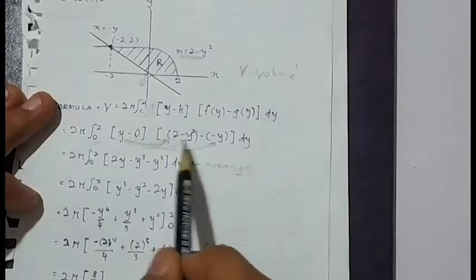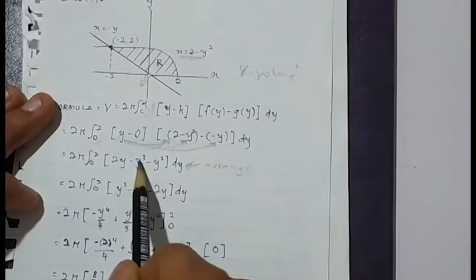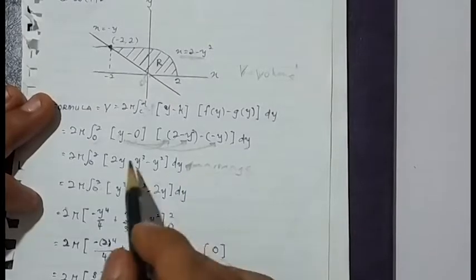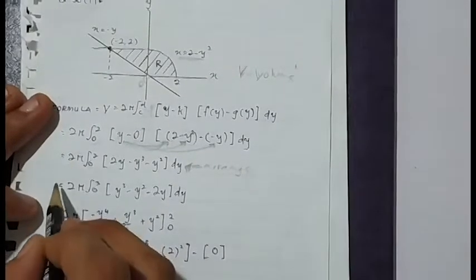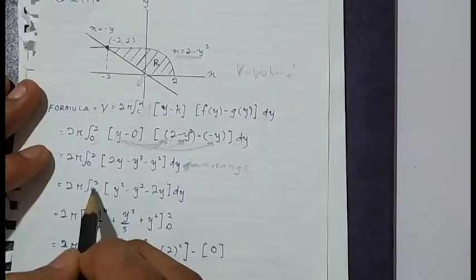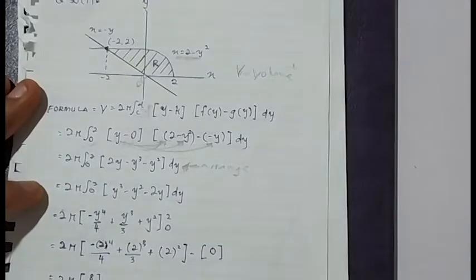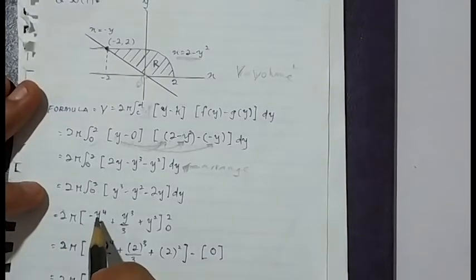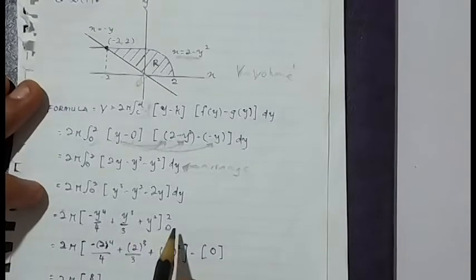Okay, after we expand all of this, we will get 2 pi integrate 0 to 2, y minus y cubed minus y squared dy. Then what we're going to do is we need to rearrange this equation. Yeah, that's the word I was looking for. So, okay, we arranged it. It will become 2 pi integrate 0 to 2, y cubed minus y squared minus 2y dy. Okay, then we start to integrate just as I did right here. We integrate the equation, so it became 2 pi, negative y to the power of 4 over 4 plus y cubed over 3 plus y squared, integrate 0 to 2.